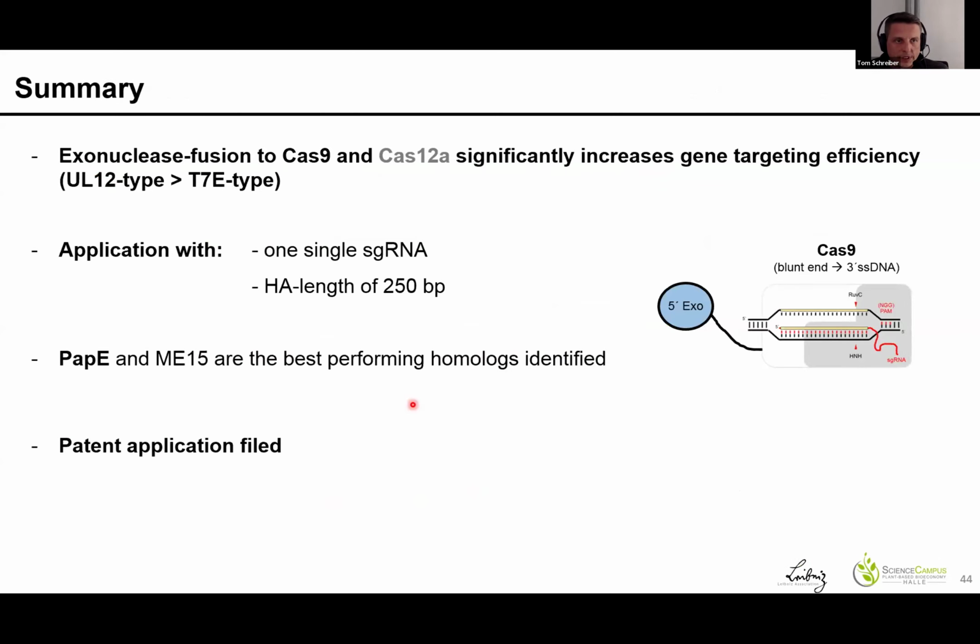Okay, to summarize, I hope I could convince you that our exonuclease fusion to Cas9 leads to a significant increase in gene targeting efficiency, and with that, the UA12 type is always better than the T7 type. For the application, we recommend using a single guide RNA and homology arm lengths of 250 base pairs. PubE and ME15 are the best performing homologs we tested, and of course, we have a patent application filed.